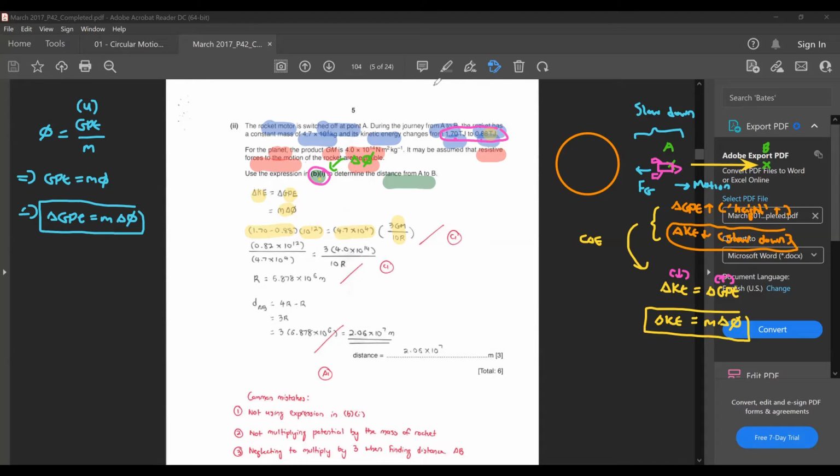Then after that, you try to simplify it further. Your value of GM is already given here. They never gave you the value of the mass of the planet, but they did give you the product of G and M. So you make use of that. Sub in everything, you're going to get all these values, and finally you're going to get the value for R. R is 6.878 times 10 to the power 6 meter.